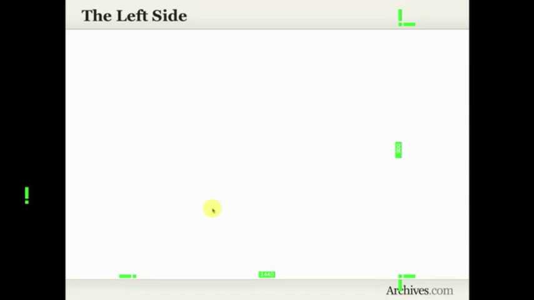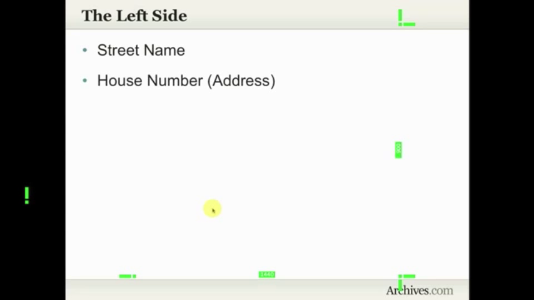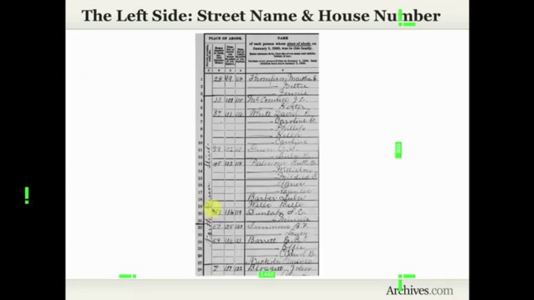Looking at the left side of these three censuses, we will find the street name, the house number, meaning the address, the household number, and the family number. Now, the street name is that very first column, and it's going to be written top to bottom. So you're going to have to turn sideways to see the name of the street. In this case, we have North Green Street.